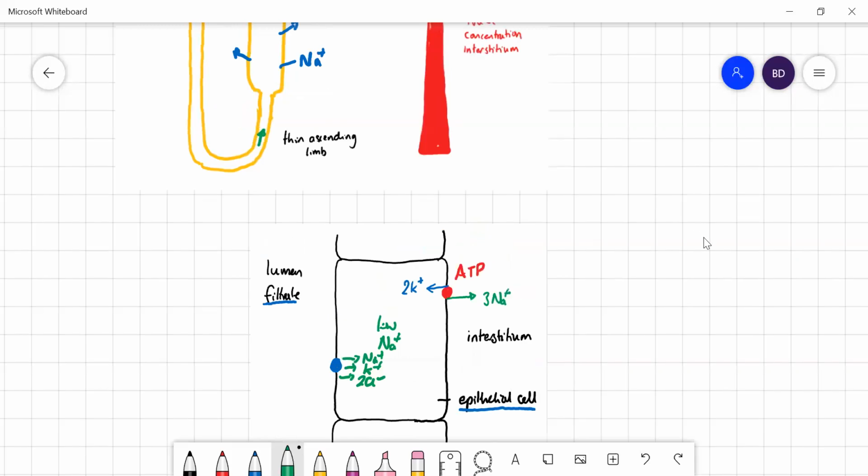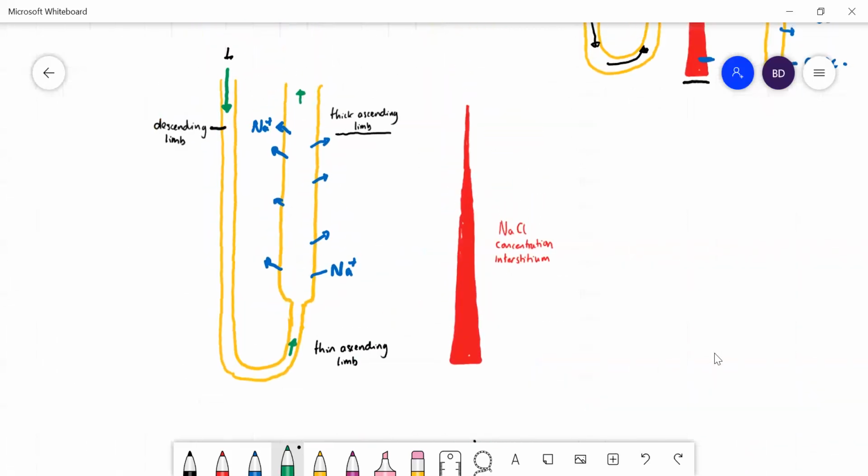So that's what's happening in the ascending limb. Now we need to talk about the descending limb, because the descending limb is impermeable to sodium ions. No sodium ions can leave or enter the descending limb. But I should say the thick ascending limb is impermeable to water, so no water can leave or enter the thick ascending limb. It's the opposite way around. The descending limb, water can pass into the descending limb or pass out.